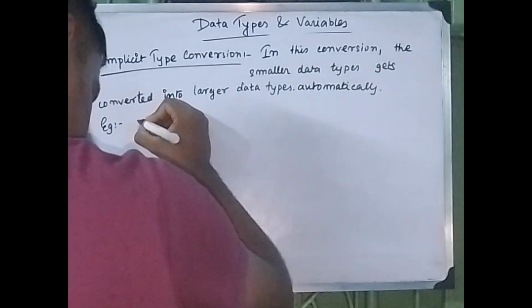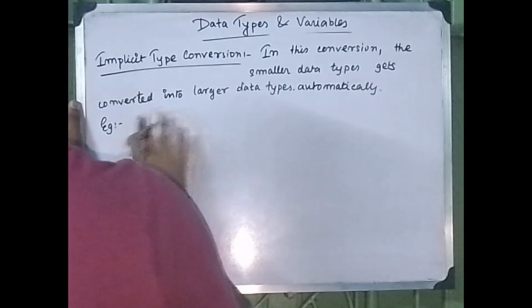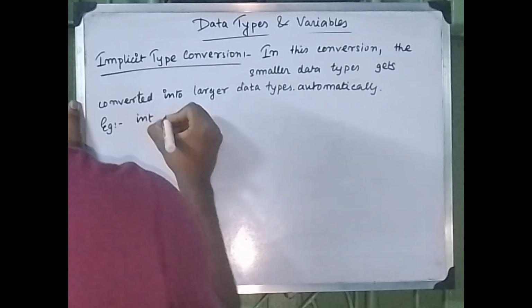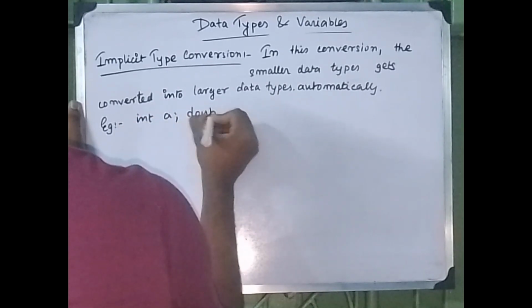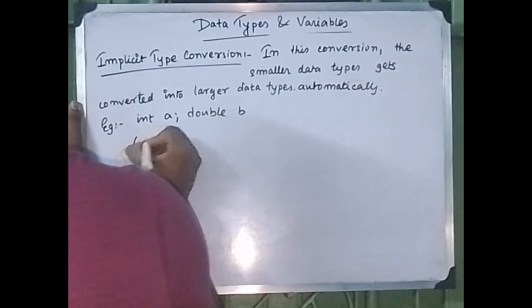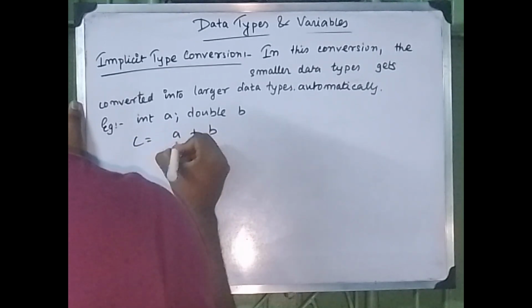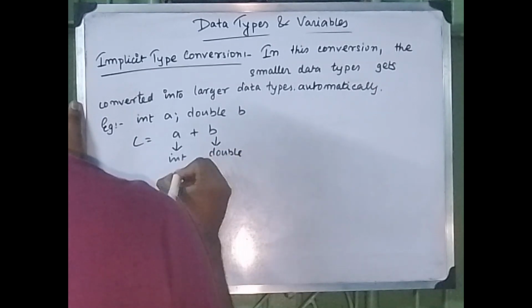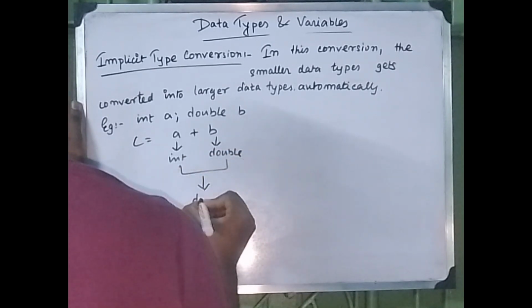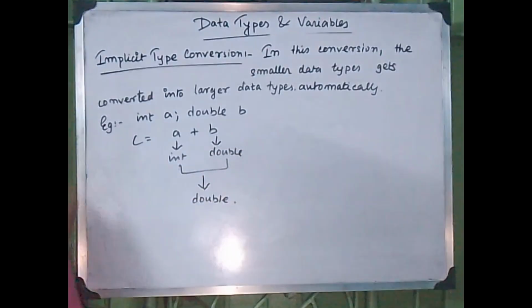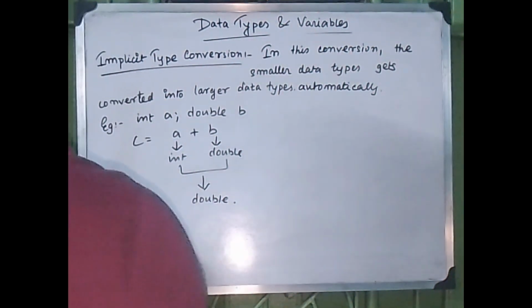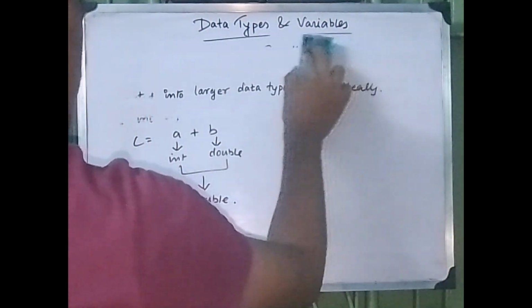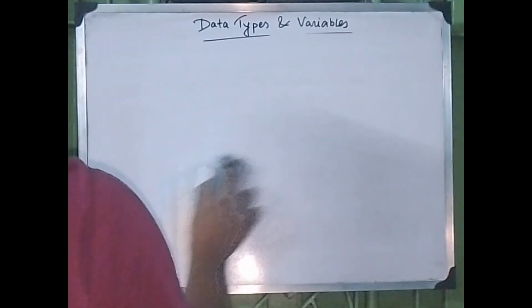For example, int a, double b, c equals a plus b, where a is int and b is double. Therefore, double will be the required data type used in this expression because it is of higher data type.